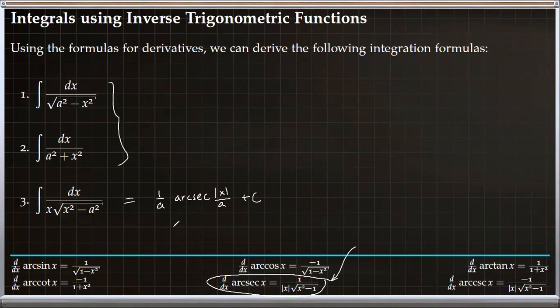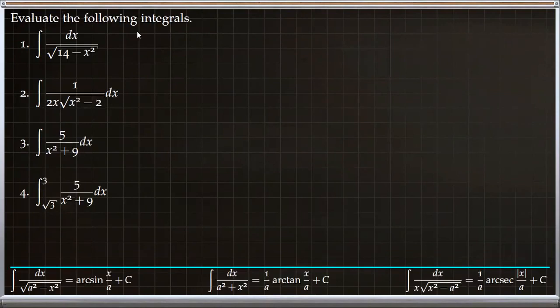Next, we will look at some examples. So let's begin with the first integral we are given over here. We are given the integral dx over square root of 14 minus x squared. Looking at these three formulas for integrals, this one looks very close to the expression we are given. So we'll try to use this formula.